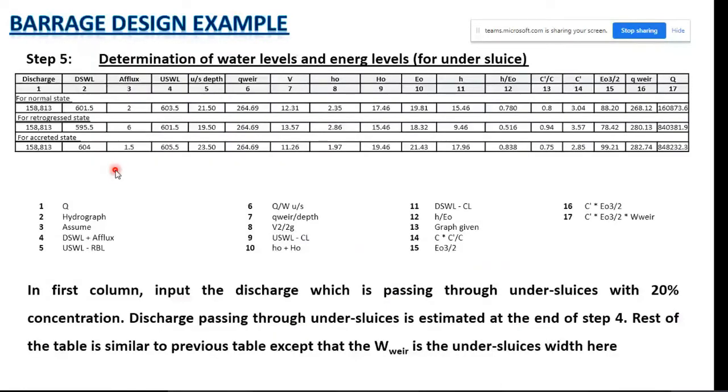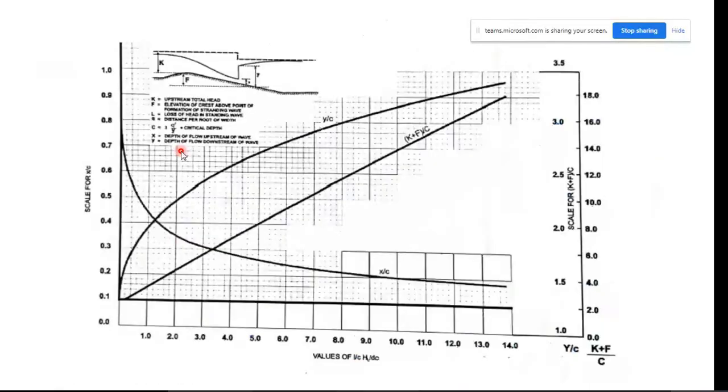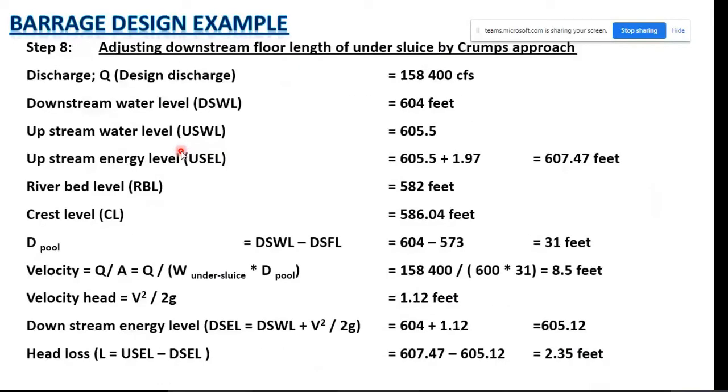The maximum value of downstream and upstream water level, and the velocity head added to the upstream water level, gives us the value of upstream energy level for the undersluice portion. Riverbed level is the same for the undersluice portion. Crest level is lower as compared to the main weir. Depth of pool is the same as in the previous step. Velocity here will be different, the reason being that here we will be using the width of the undersluice portion only.